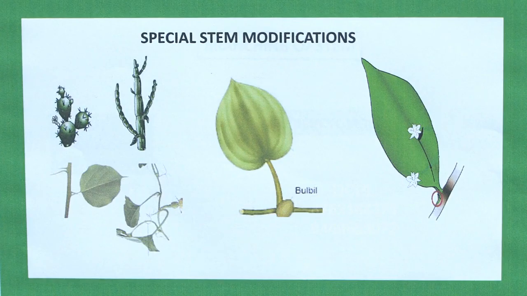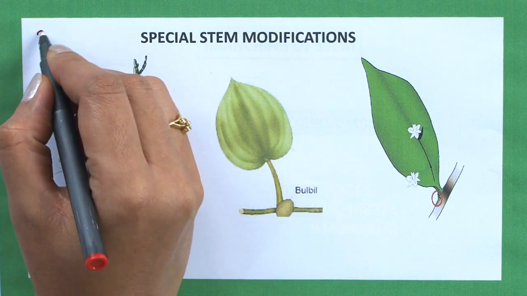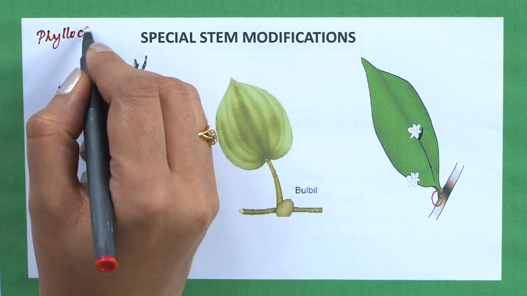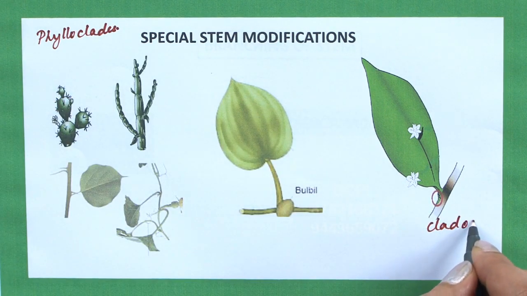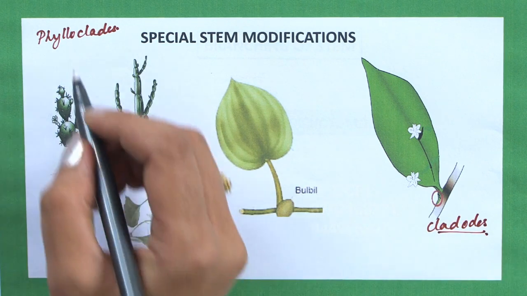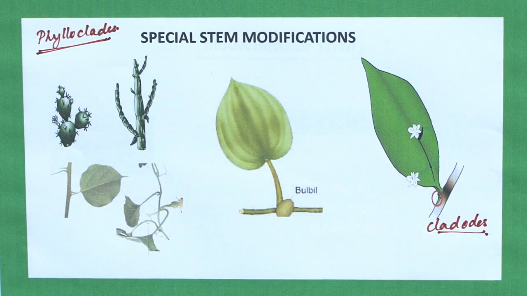On to some special stem modifications. They are in the form of phylloclades, cladodes, etc. First we will look into the phylloclades.